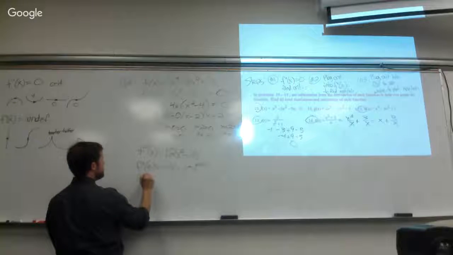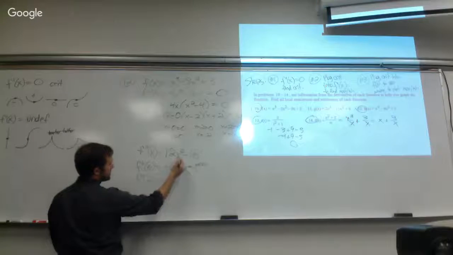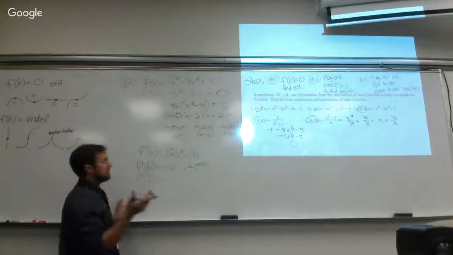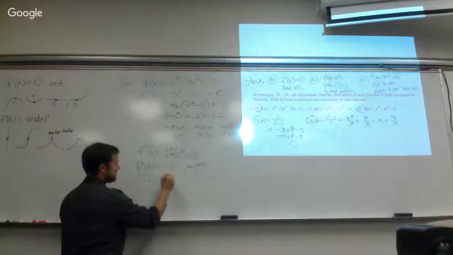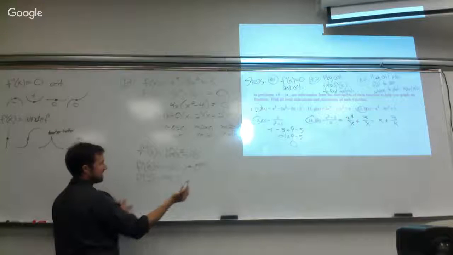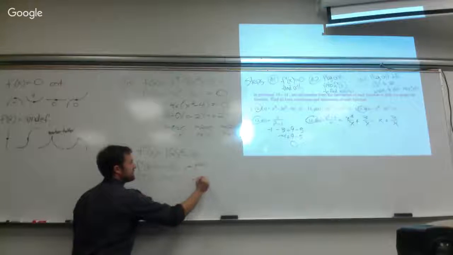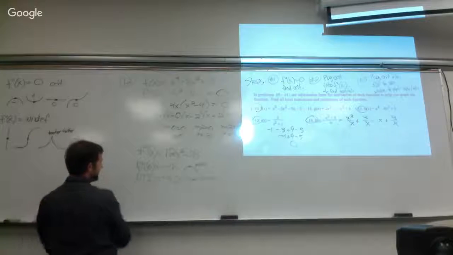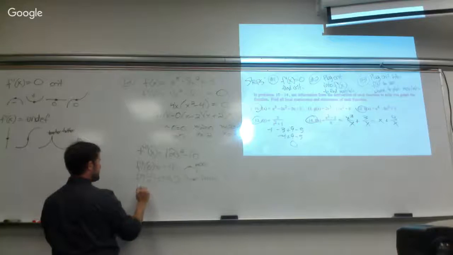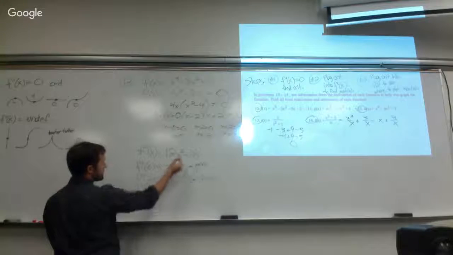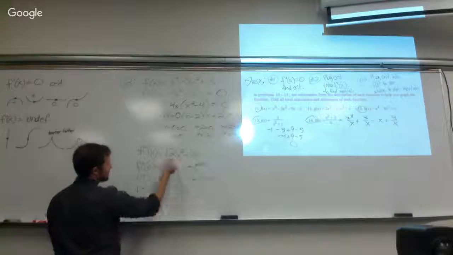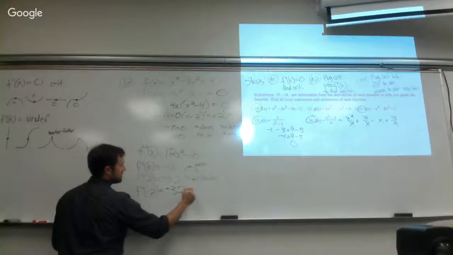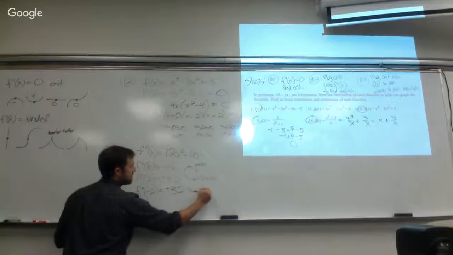At 2, 2 squared is 4. 4 times 12 is 48. 48 minus 16 is positive. What is it, 32? In any case, it's positive, and therefore it's concave up, which means it's a minimum. And then what about f of negative 2? Negative 2 squared is also 4. 4 times 12 is 48. 48 minus 16 is also positive. So that's also concave up, which means it's a minimum.